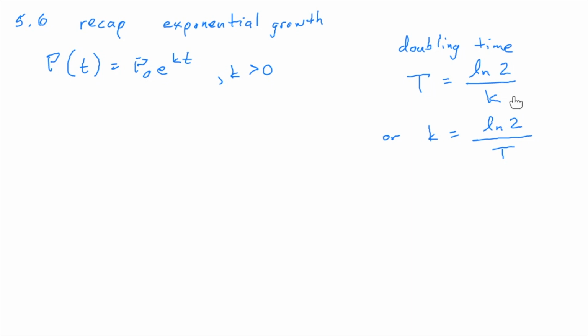I have my money at 4% interest. How long until I have twice as much? Because I'm itching to spend it. That would be this formula. And this is the formula for exponential growth. You recall that P sub 0 is the initial population.